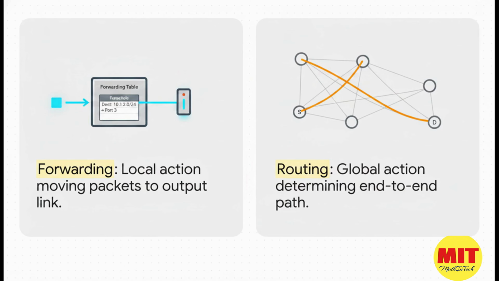Forwarding, which is also known as switching, is the local, split-second action at a single intersection. It's the moment a router looks at a packet's header, checks its local table, and physically moves that packet from the input link to the correct output link. So remember, routing makes the map, but forwarding takes the step.